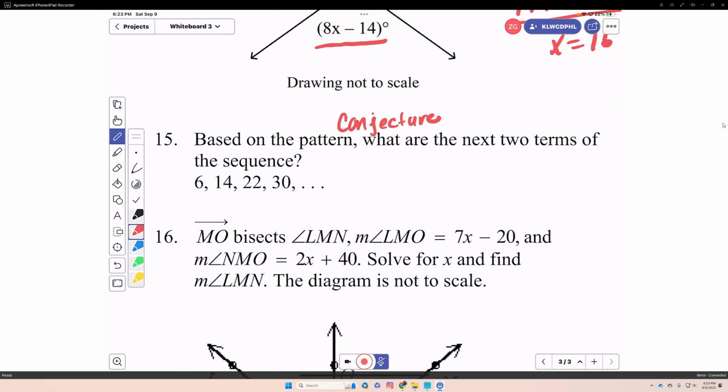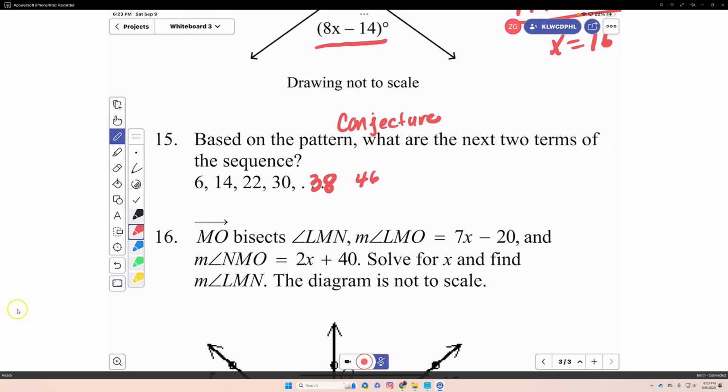Well, if you notice, the difference in each of the terms is 8. So the next one is 38. To get the next number, you're adding 8 to the previous number. So 38 plus 8 gives you 46. That's what you would do: you would add 8 to the previous number to get the next number.